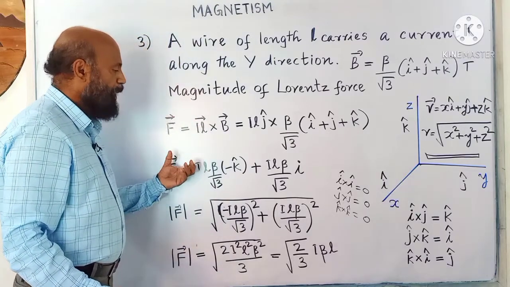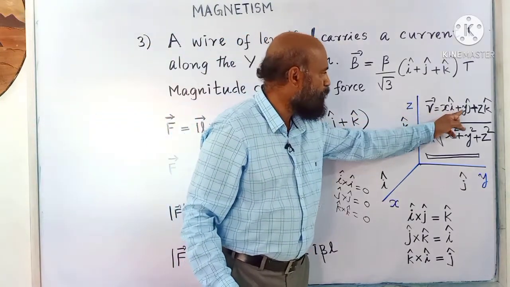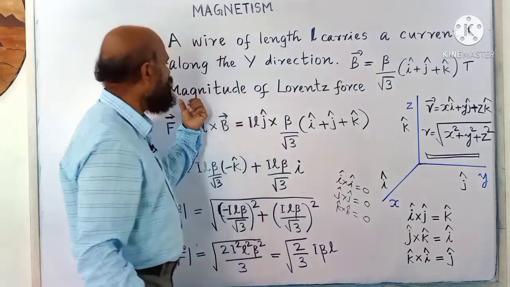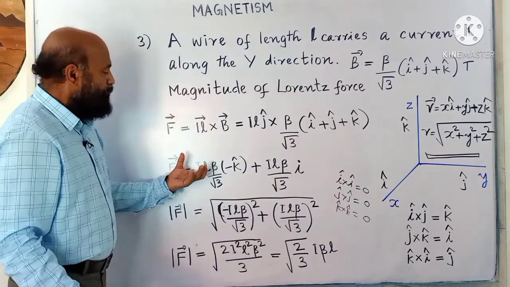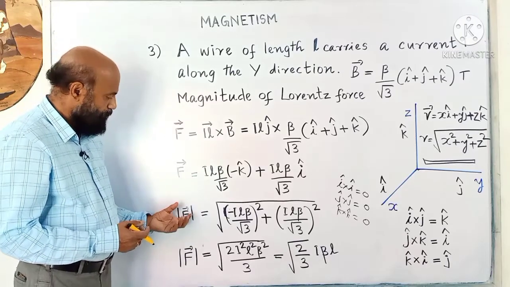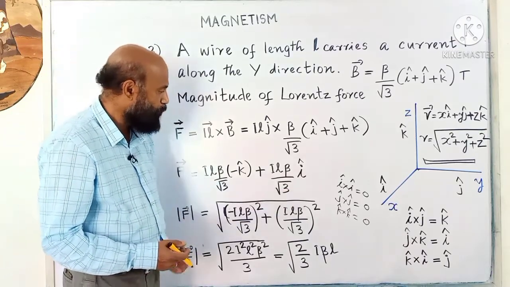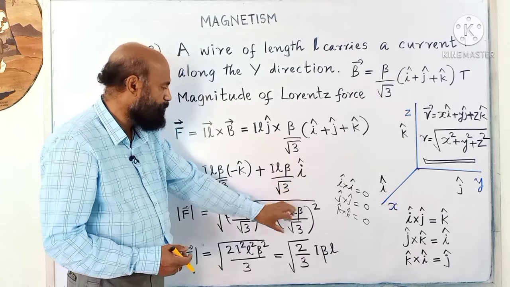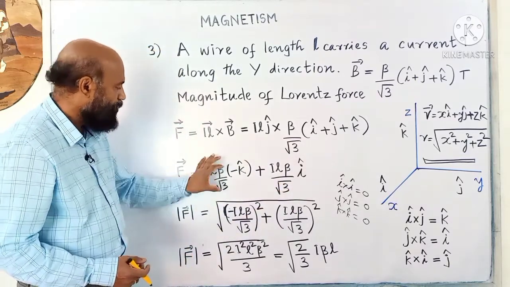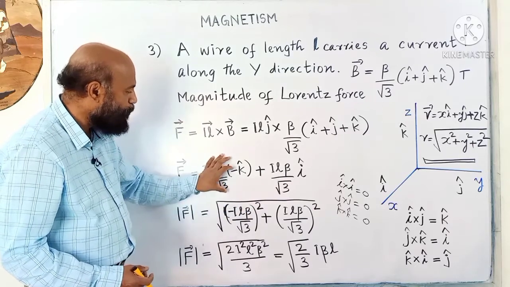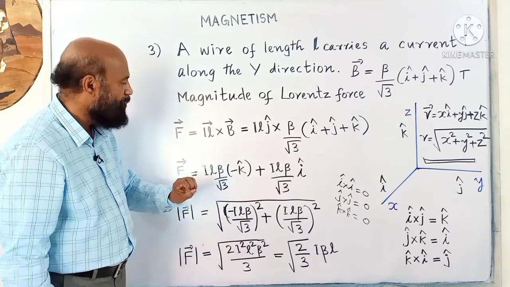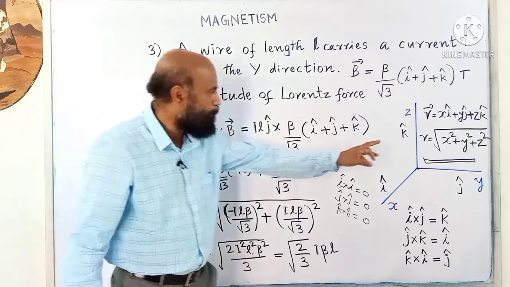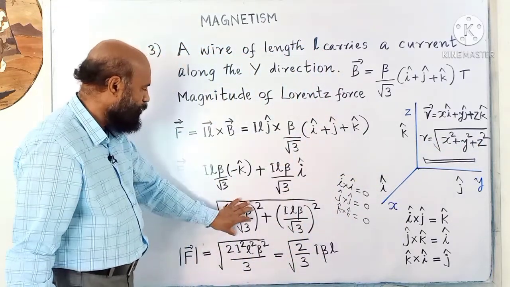j cross k is i. Then you have to find the magnitude. If r vector is xi plus yj plus zk, its magnitude is given by square root of x square plus y square plus z square. So here you have to find the magnitude of the Lorentz force. The magnitude of the Lorentz force is given by the square root of x square, because this is the component along the x-axis, plus the square of this. This is the component along the z-axis. There is no component along the y-axis because there is no j cap. So square root of x square plus y square plus z square. So this square plus square of this.